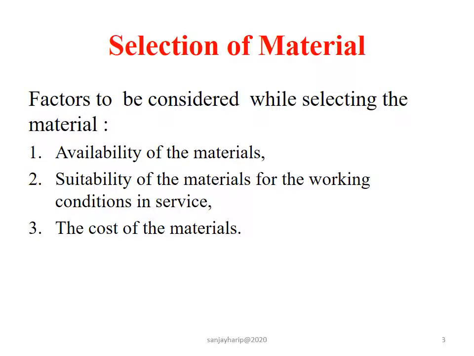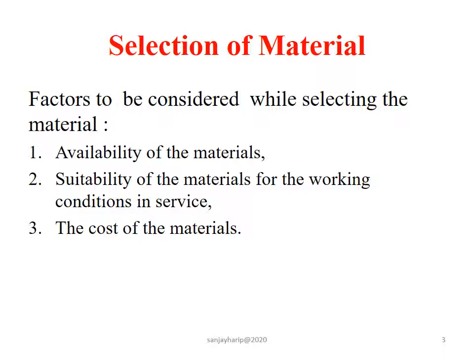Selection of proper material for machine element is one of the most important steps in the process of machine design. The best material is one which will serve the desired objective with optimum cost. It is not always easy to select a material, and manufacturing process may involve trial and error method. The following factors should be considered while selecting the material. First, availability of materials.